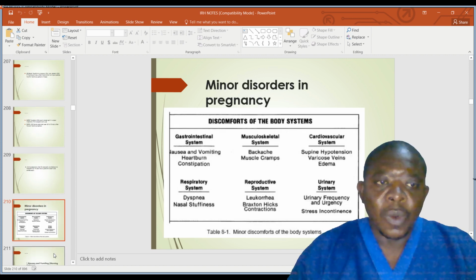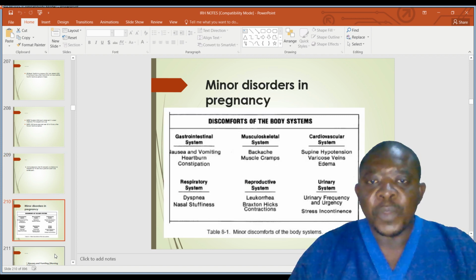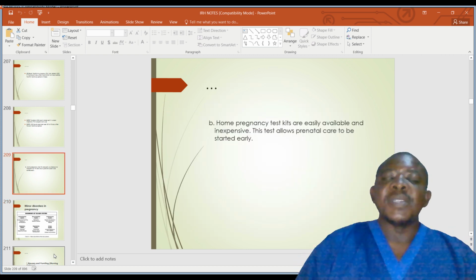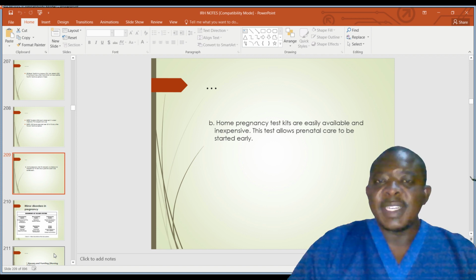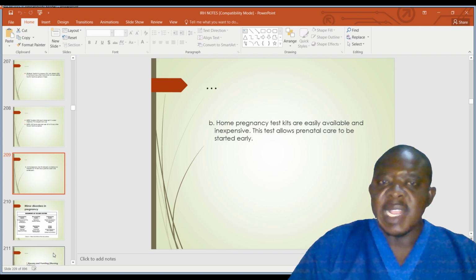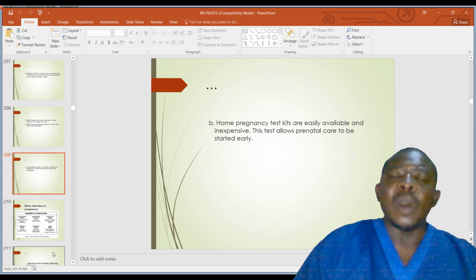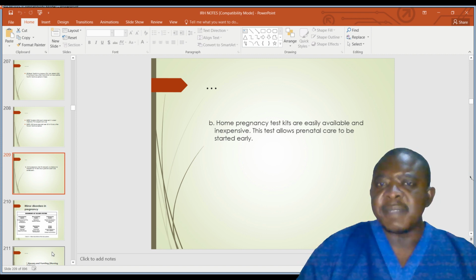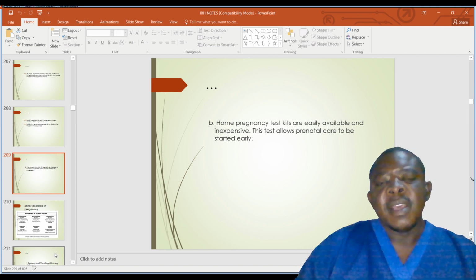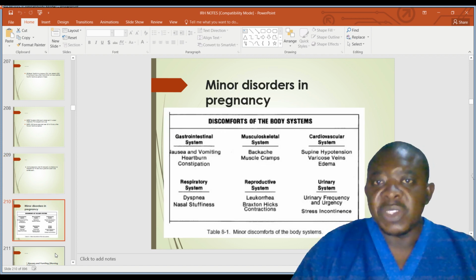Okay, so we were looking at the signs and symptoms of pregnancy, and we have discussed 3 types of signs and symptoms in pregnancy. That is presumptive signs and symptoms, probable signs and symptoms, and positive signs and symptoms. It's important that we know how to outline the probable signs and symptoms, the presumptive signs and symptoms, and also to outline properly the positive signs and symptoms. In our next lesson, we'll look at the minor disorders in pregnancy.